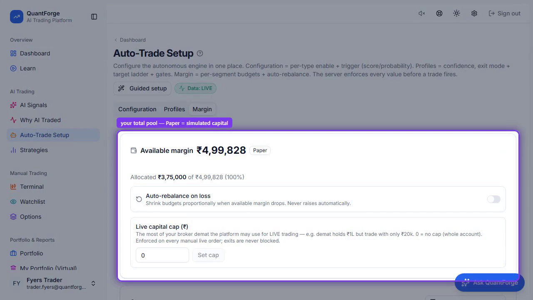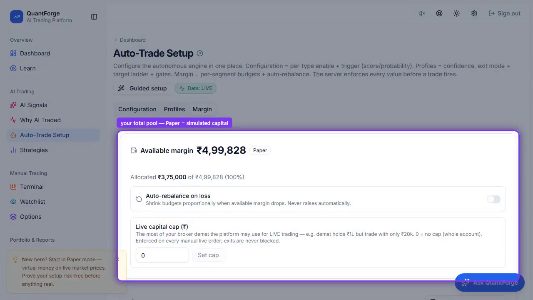Top card, available margin, about 5 lakh, marked paper. This is your total pool for this account. It says paper, so this is simulated capital. Switch the account to live and it would read your broker's real funds instead. Everything you allocate below is carved out of this one number.